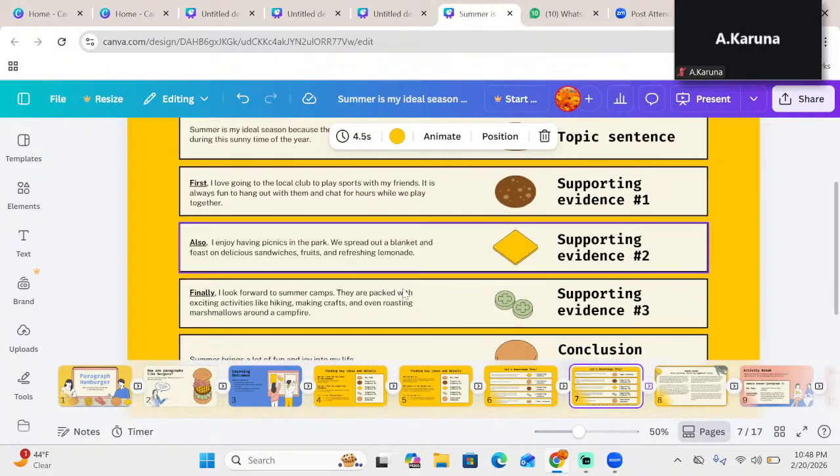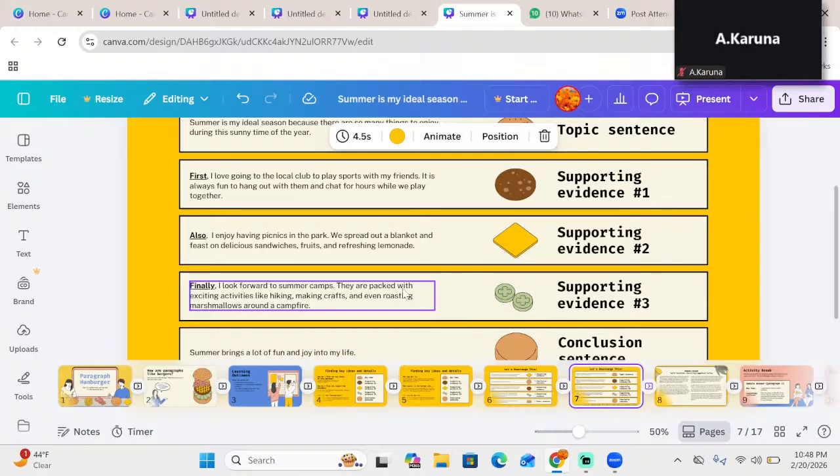Also, I enjoy having picnics in the park. We spread out a blanket and feast on delicious sandwiches, fruits, and refreshing lemonade. This is supporting evidence number 2. Finally, I look forward to summer camps. They are packed with exciting activities like hiking, making crafts, and even roasting marshmallows around a campfire. This is supporting evidence number 3.